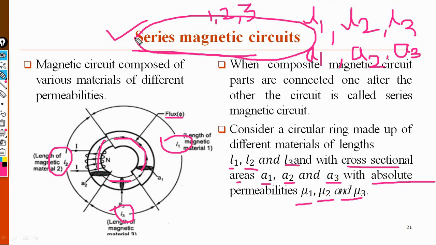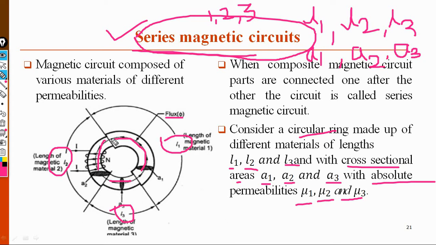Okay, in a circular ring, we have considered one ring, and a number of turns are wound on it. That means we have considered a circular ring wound with a number of turns. When current is applied, this number of turns produces magnetic flux in the circular ring.